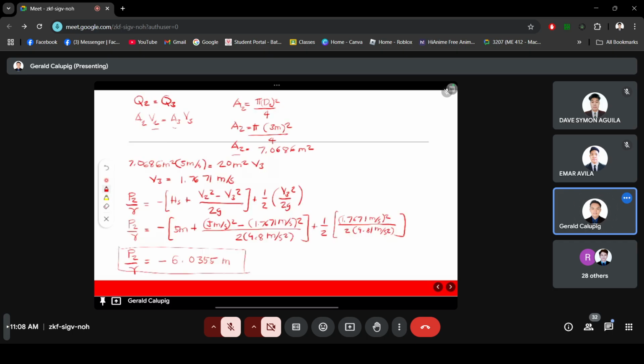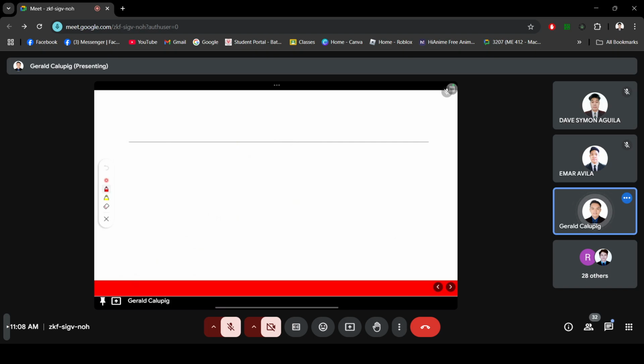Next, we can have number two, the total head at the top, taking tail race level as datum.